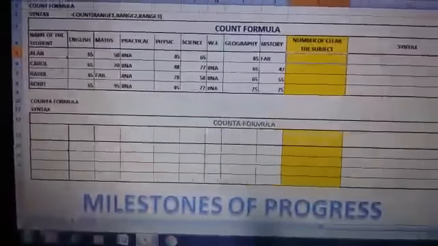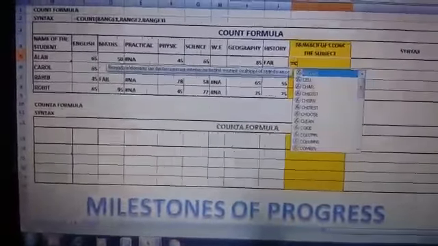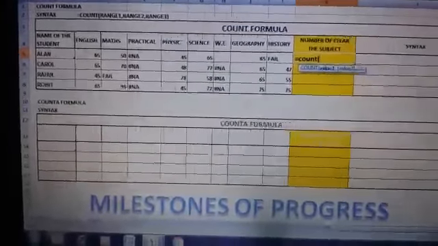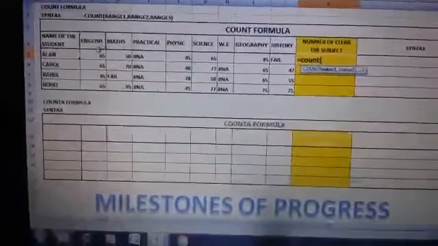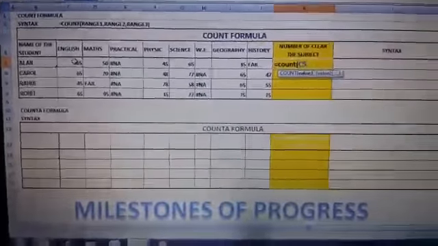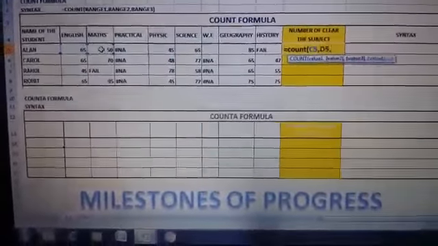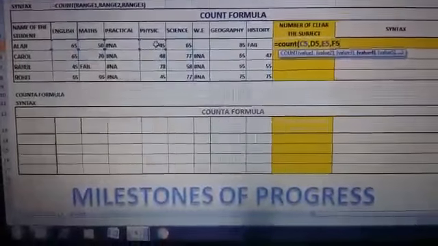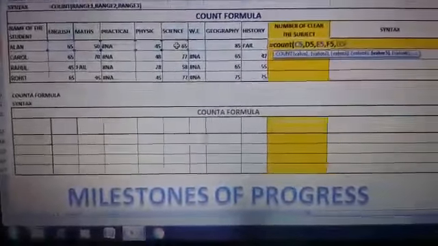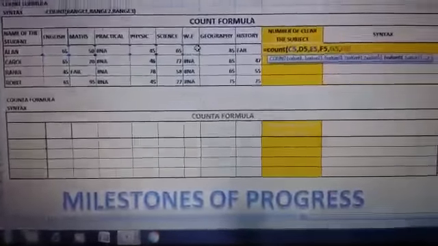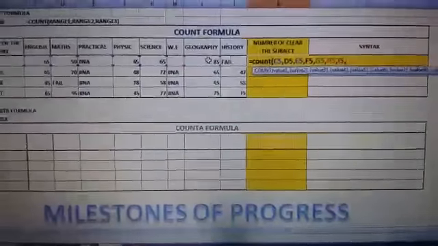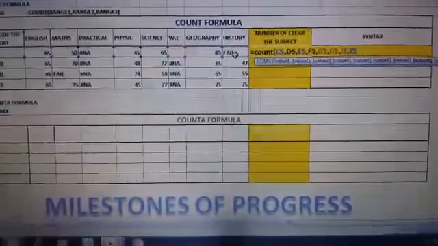Let's start with the COUNT formula. Equal to COUNT, first bracket, then value 1, value 2, value 3, value 4, value 5, value 6, value 7, value 8. Okay, then bracket close.